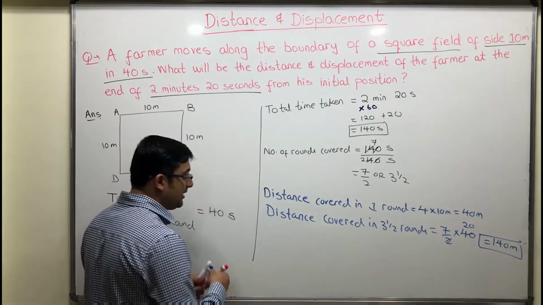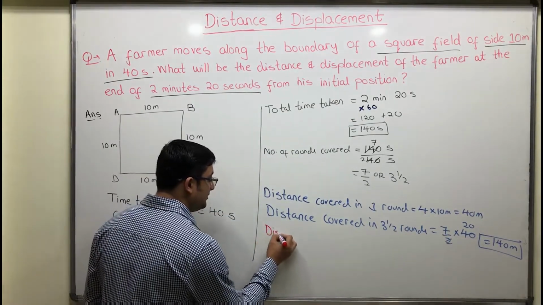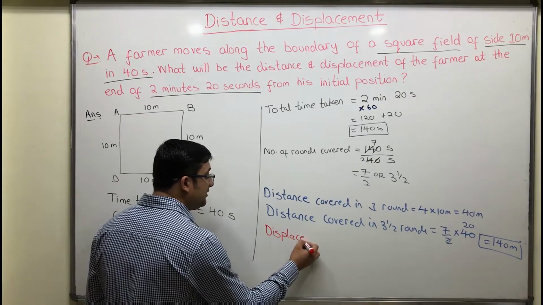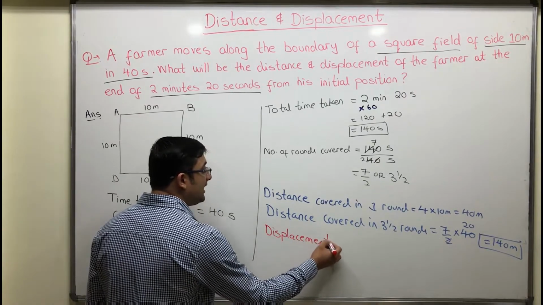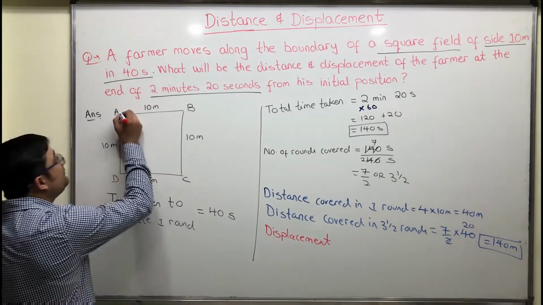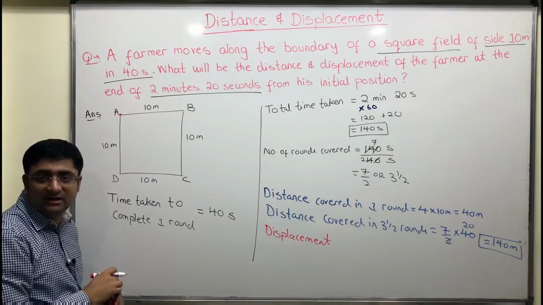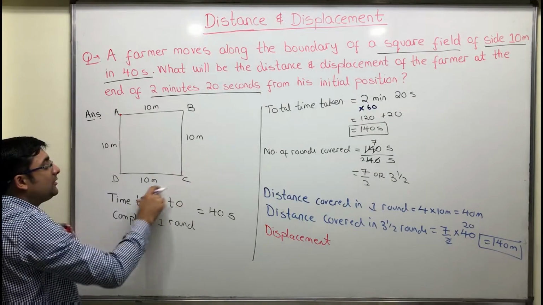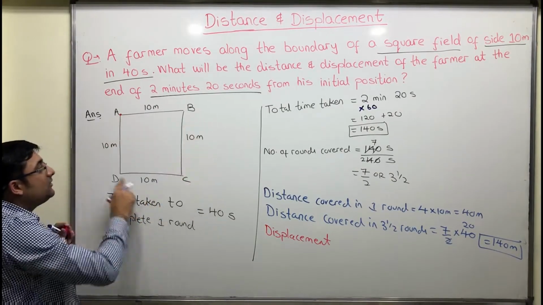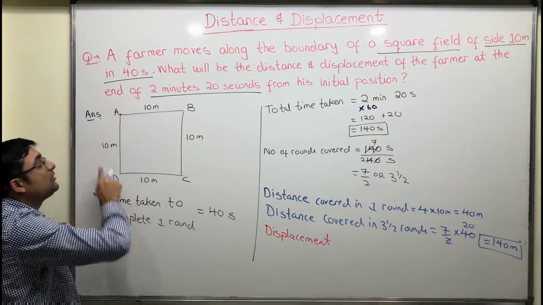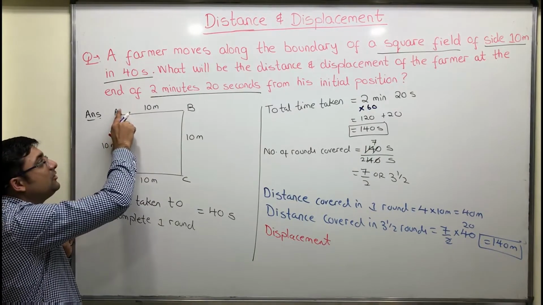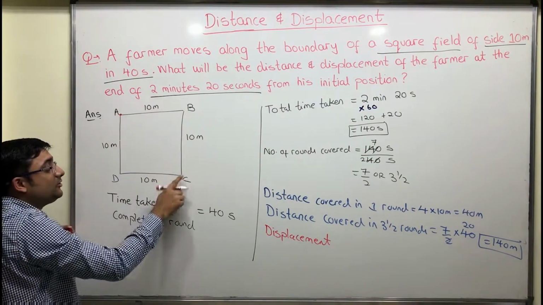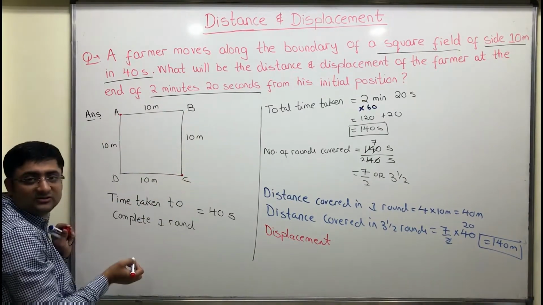Now comes the tricky part, displacement. So see guys, for displacement, you have to first find the initial and final position. So see, let's say the farmer started from A. So this is the initial position. Now he is doing 3.5 rounds. So one round comes back to A, second round comes back to A, third round comes back to A. Now half a round. So from A, what is half a round? To C. So this over here is 3.5 rounds.